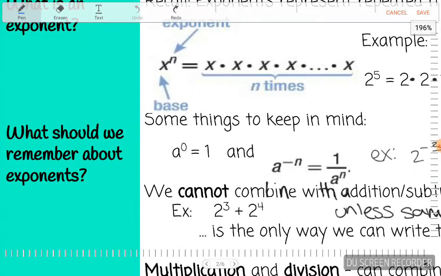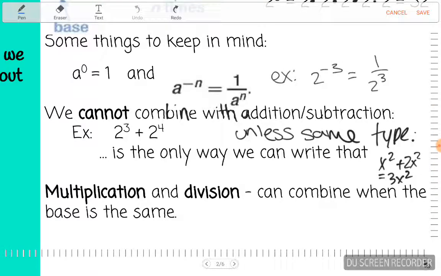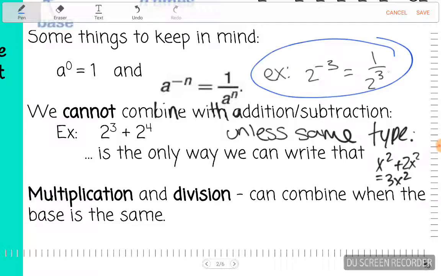The next question was what should we remember about exponents? Some things to keep in mind would be, first of all, that a to the 0 is always going to equal 1, except 0 to the 0 is kind of a weird case where we don't have that. If we have a negative exponent, then we can think of that as 1 over whatever the base is to the positive version of that exponent. So for example, 2 to the negative third power is the same as 1 over 2 to the third.